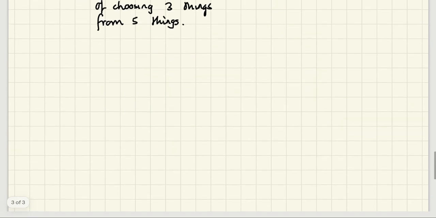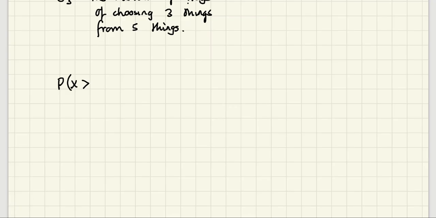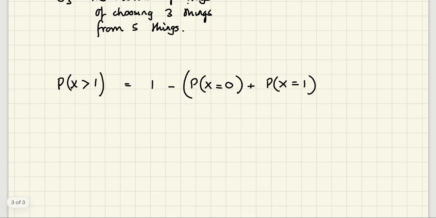The probability that x is greater than 1, well, actually, as you pointed out, sorry, should have done, it's 1 minus the probability of x equaling 0 plus the probability that x equals 1. Okay? Makes sense? So this one would be all blues. So it would be 5C0, which is 1.